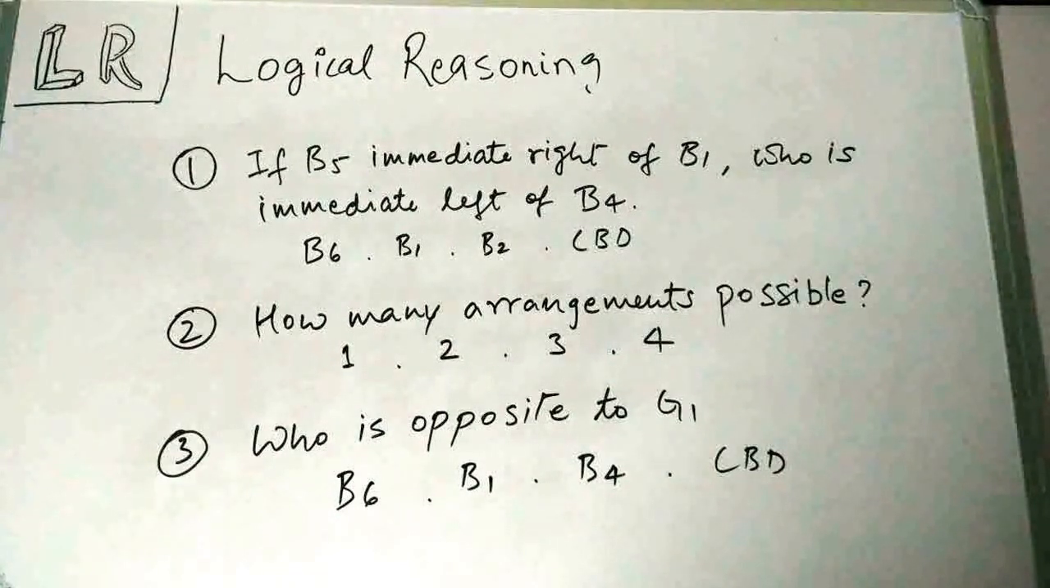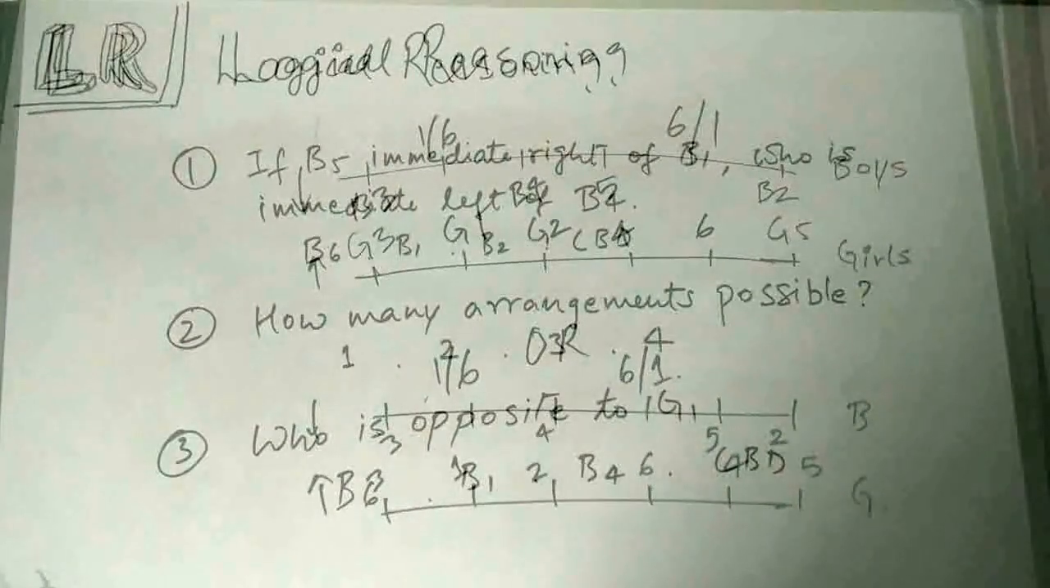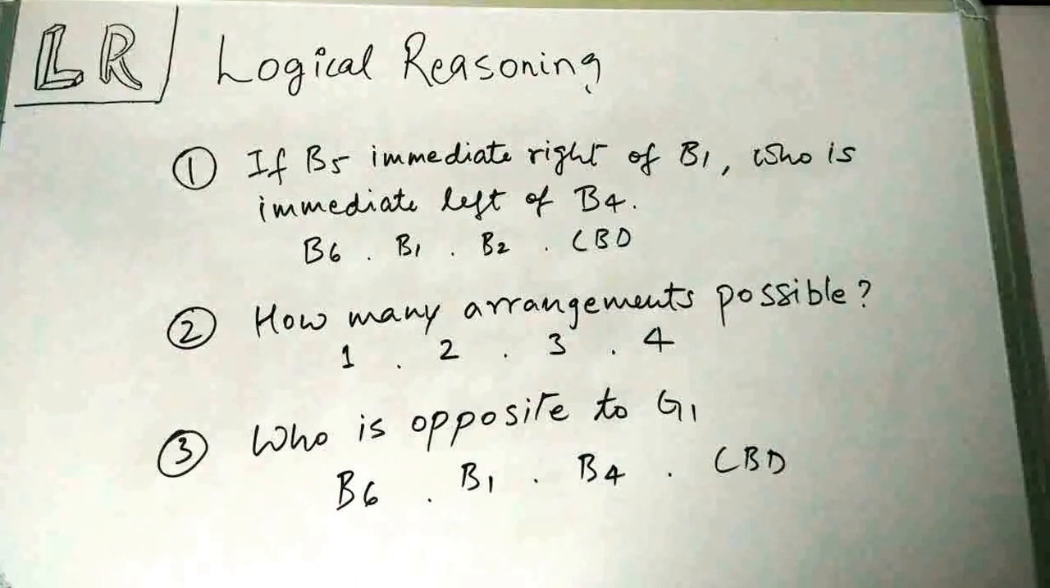The third question is, who is opposite to Jivan? In the first case, we cannot determine whether it's 1 or 6. The same goes with the second case. So the answer is cannot be determined in this question. So these are the answers.